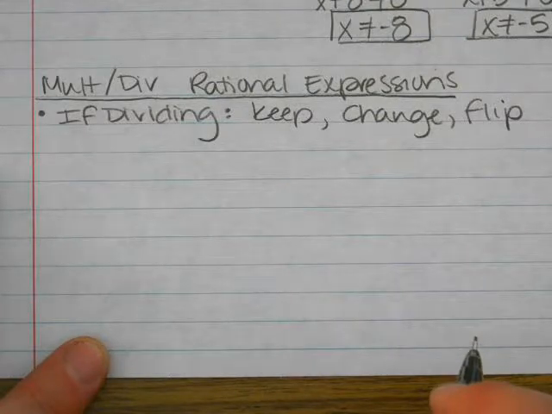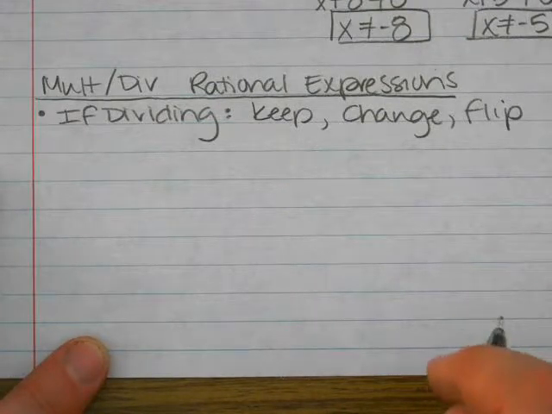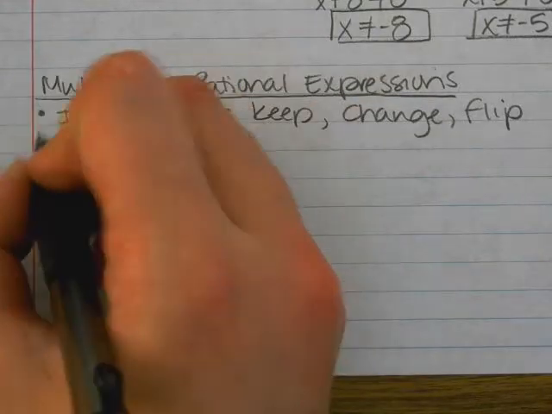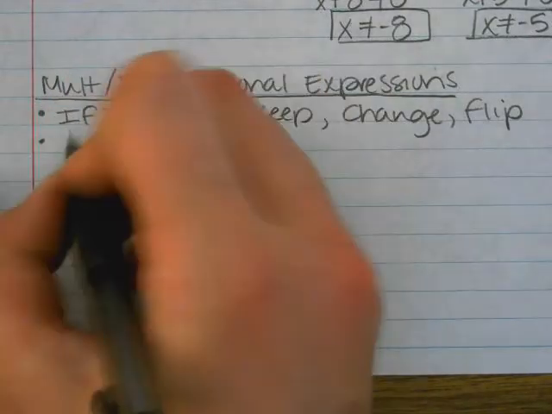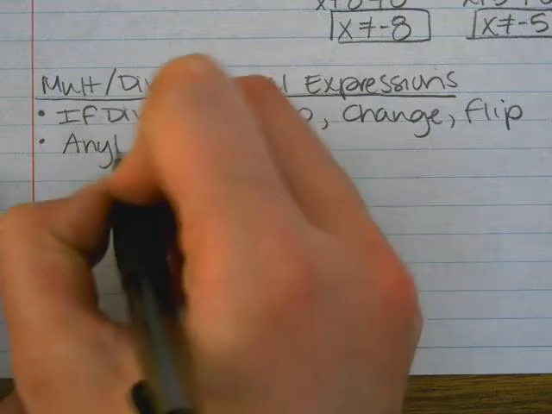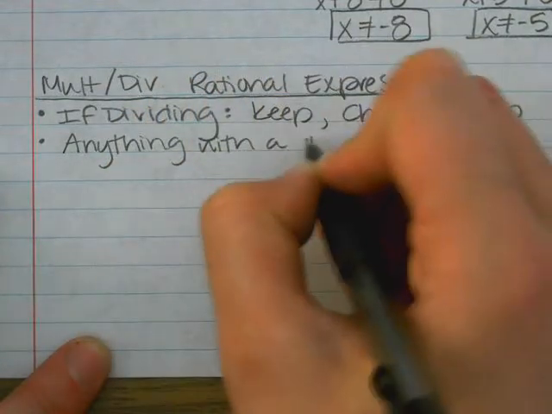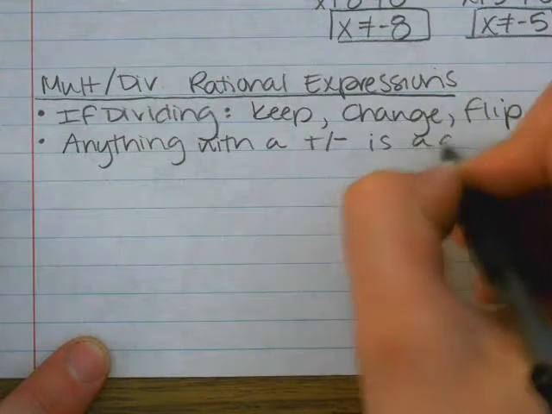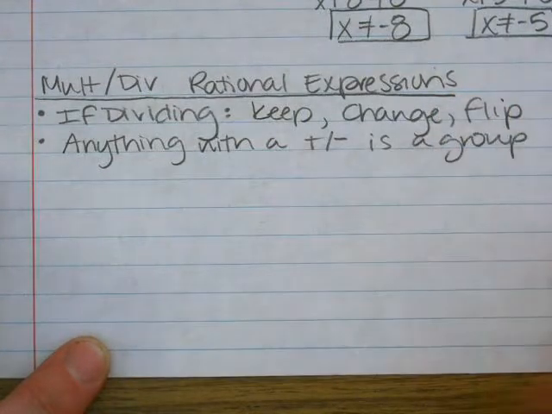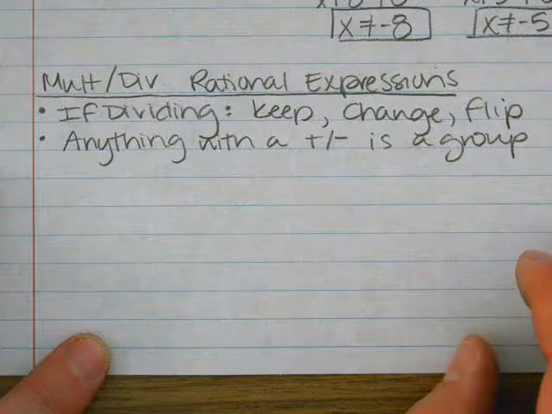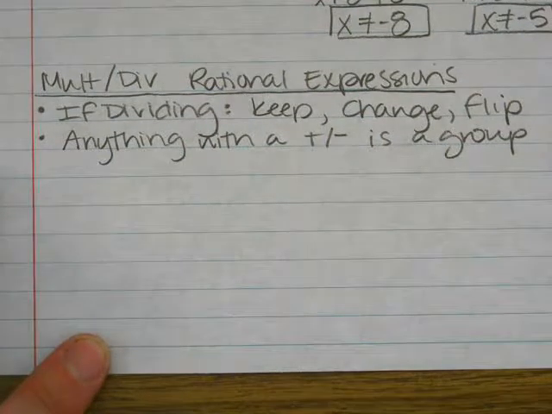All right. After we do keep, change, flip, the next thing we look for is, we say anything with a plus or a minus is a group. So after we do keep, change, flip, we look at the problem, and anytime we see a plus or a minus, we've got to put those parentheses in. That's a group.